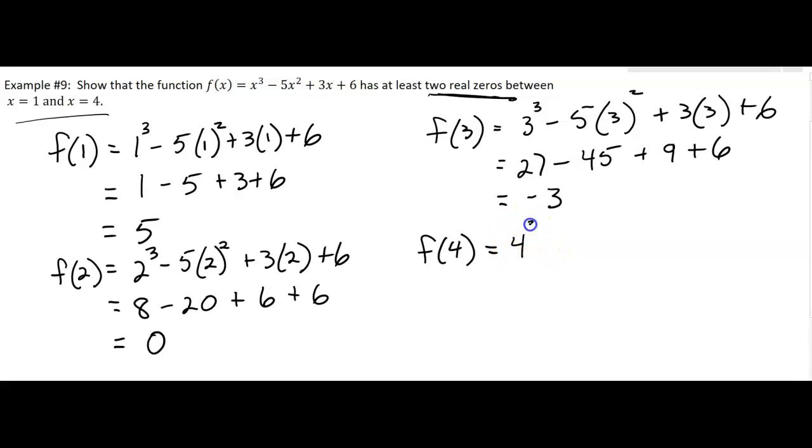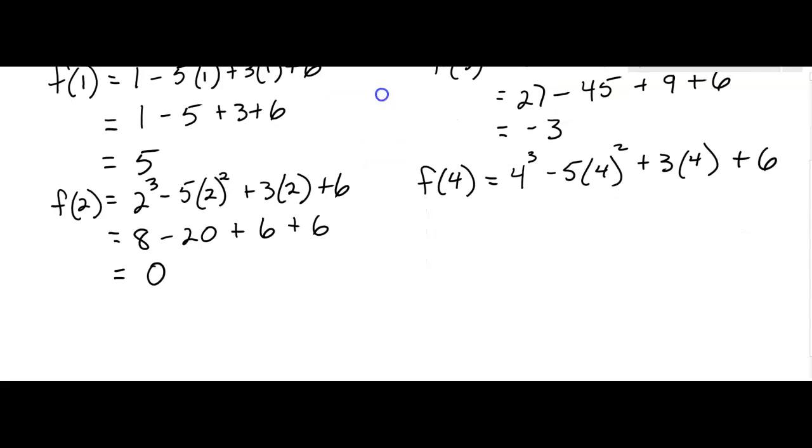So you have 4 cubed minus 5 times 4 squared plus 3 times 4 plus 6. Now you might be thinking, wow, this is a lot of math, I don't want to do all this calculating. You could use a calculator. Maybe we've already shown that there are 2 real zeros. Before we do that calculation, let's look and see what we have.